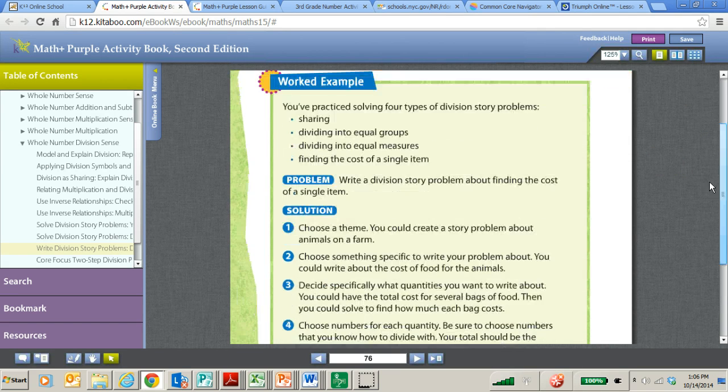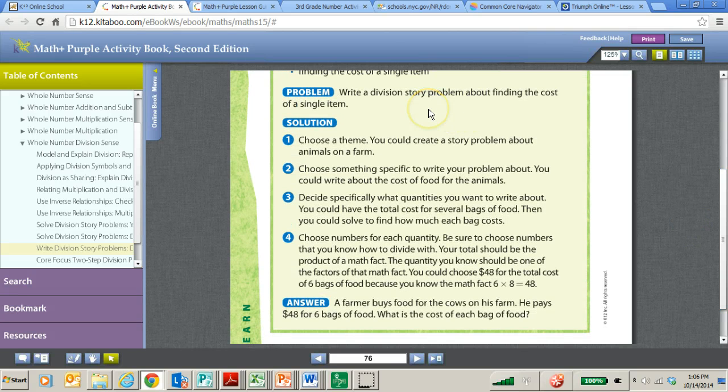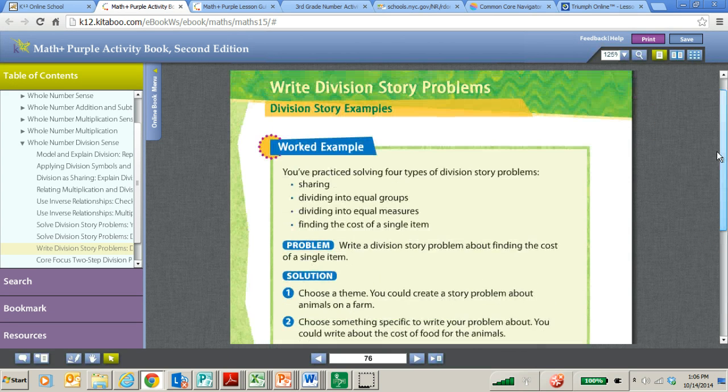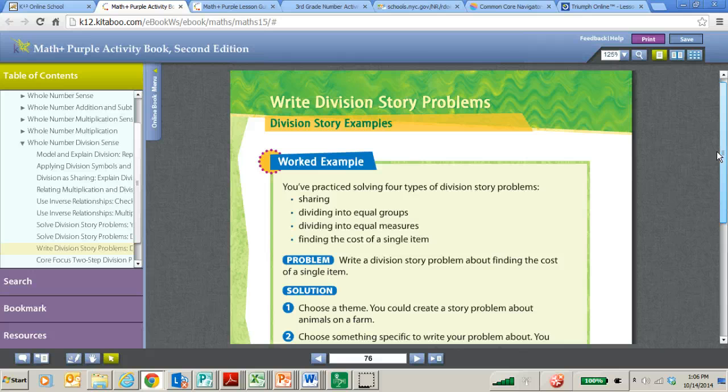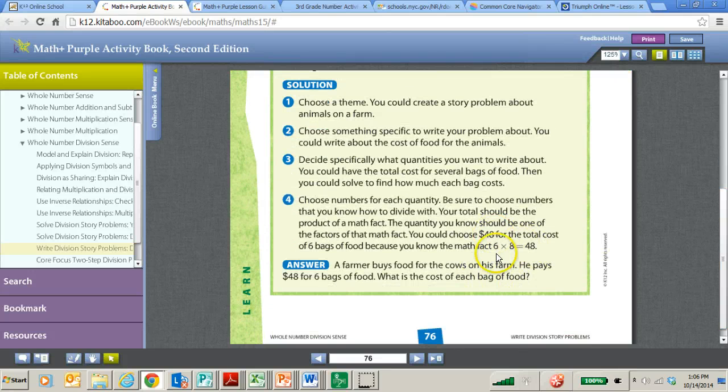This one is great and is awesome for the creative students because it says write a division story problem about finding the cost of a single item. And this is where it definitely goes into higher order thinking, where we want students to come up with their own story problem that could match a fact.